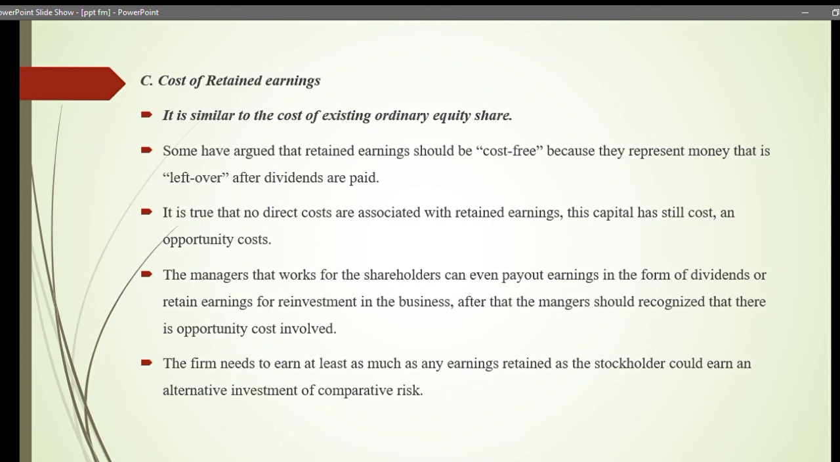The manager that works for the shareholders can either pay out earnings in the form of dividends or retain earnings for reinvestment in the business. After that, the manager should recognize that there is an opportunity cost involved. So, laging involved yung opportunity cost when we talk about the cost of retained earnings. So, the firm needs to earn at least as much on any earnings retained as the stockholder could earn on an alternative investment of comparable risk.